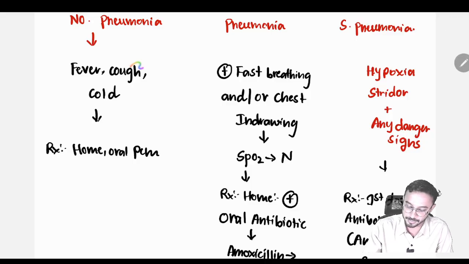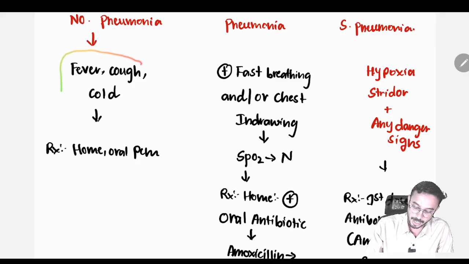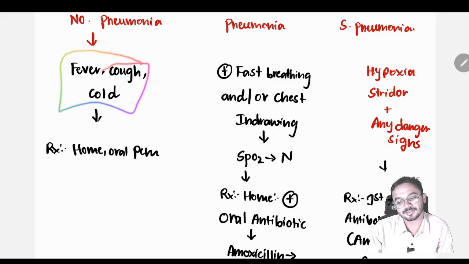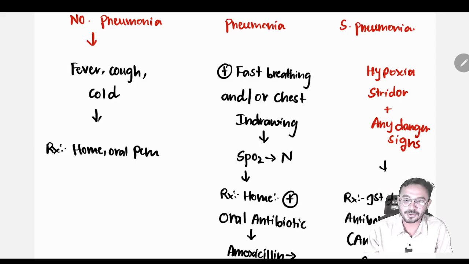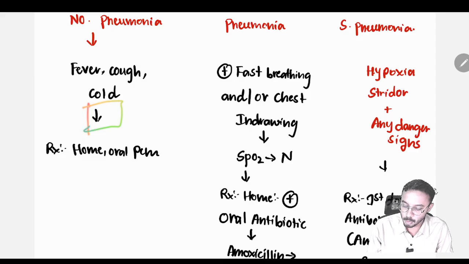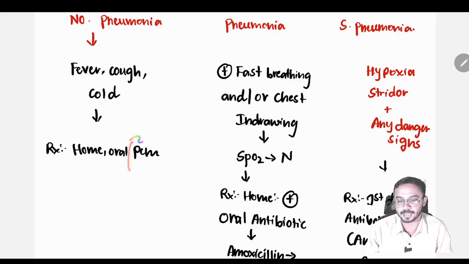If the child is having fever, cough and cold, definitely this is present in all viral infections also, no? So that's why this is no pneumonia. So how do you treat the child? Home care based. Give oral PCM, paracetamol, to the child. Okay?